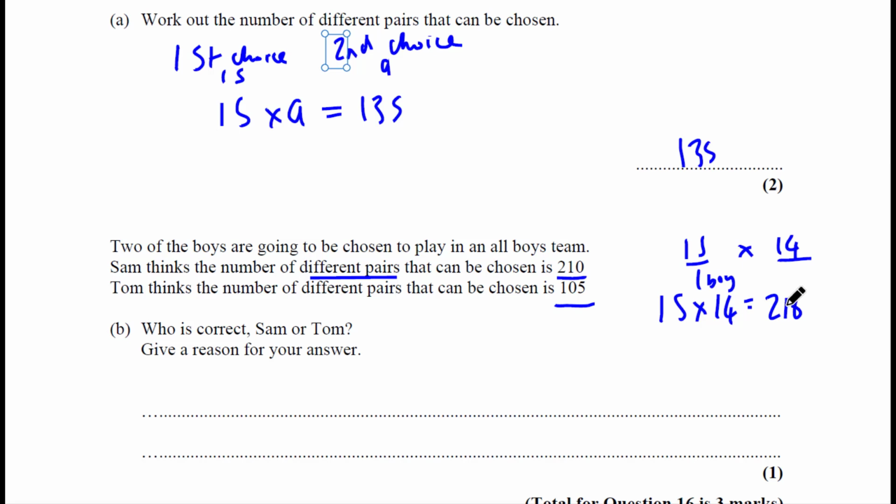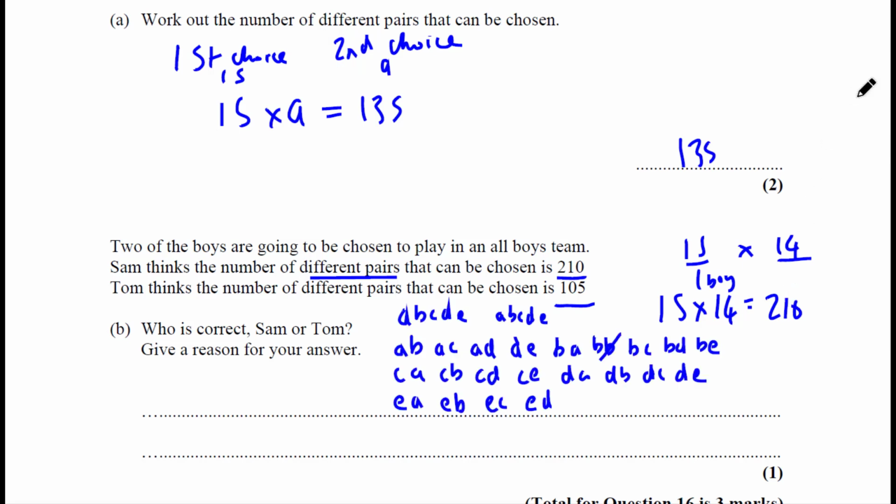But be careful here, because I'll explain why. That will be wrong in this instance, because for this type of question you can get duplicate pairs. So what I mean is, if this is the first group of boys, that's A, B, C, D and E, and that's just a group of 5, and then obviously if you choose one here, you're going to have 4 left out of the 5, and that's 5 times 4 equals 20 pairs.